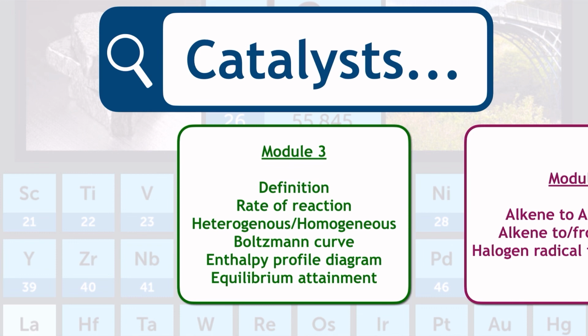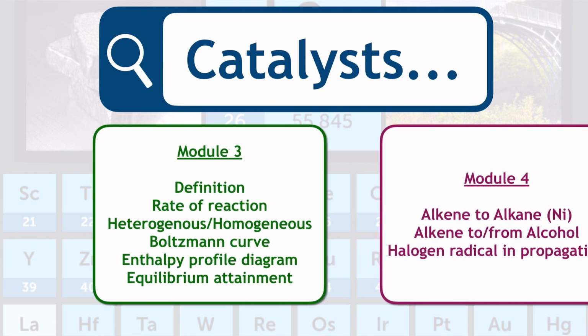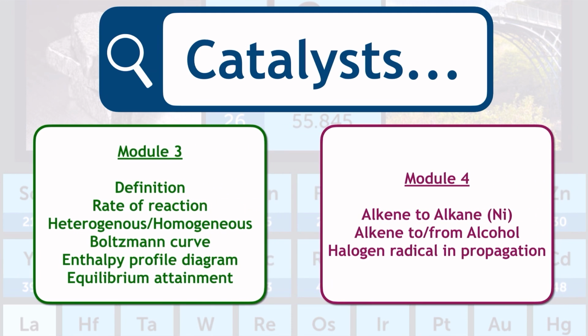Equilibrium attainment is mentioned here as well, because whilst the catalyst doesn't affect the position of an equilibrium, it does allow us to attain the equilibrium quicker. So we reach that point of equilibrium quicker because it increases the rates of the forwards and backwards reactions by the same amount. Moving into Module 4, and this is typically where we start to see examples of catalysts.